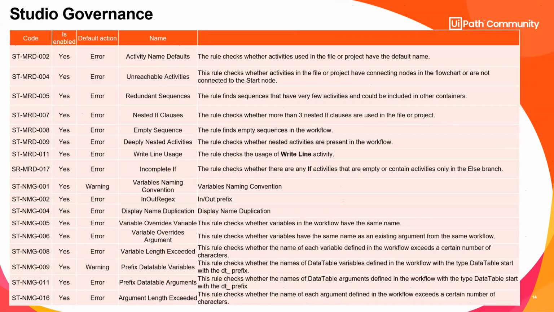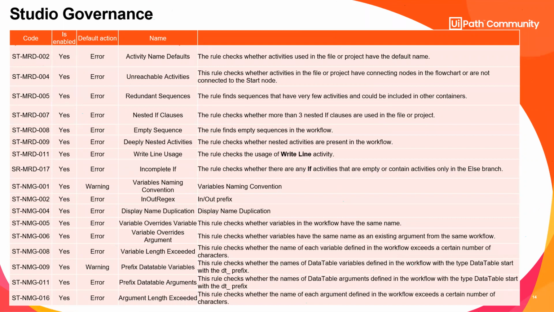Default naming on your activities, like you are dragging some activity but not changing it as per the current run. A nested if-else clause, where you can define the depth. Here I mentioned 3, but you can also change this from 3 to any other number. And let's say naming convention, how you want to use Write Line. You don't want people to use Write Line, only Log Message.